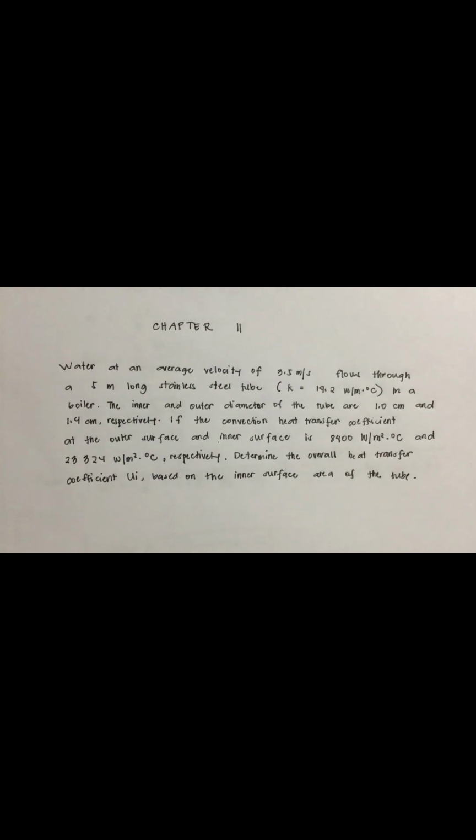So for chapter 11, we have the problem and we need to find the overall heat transfer coefficient. Water at an average velocity of 3.5 meter per second flows through a 5 meter long stainless steel tube with a thermal conductivity of 14.2 watts per meter times degrees Celsius in a boiler. The inner and outer diameter of the tube are 1 centimeter and 1.4 centimeter respectively.